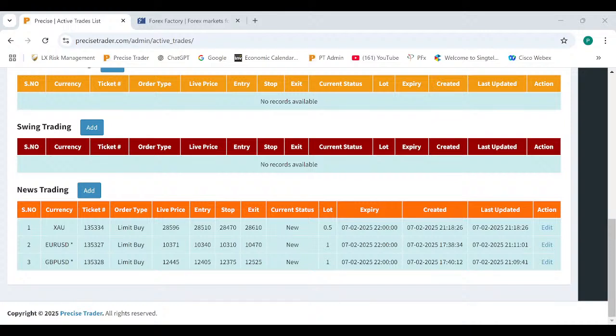So we have to see the gold. I told you, this is reversing. The only thing is we didn't get an entry on the gold. Okay, so this euro dollar. Okay, let's see the euro dollar.